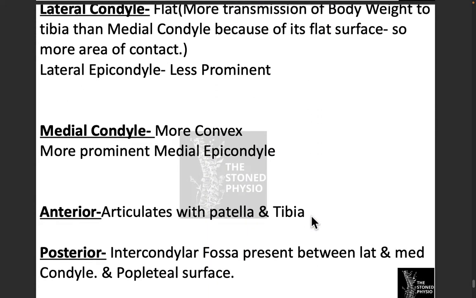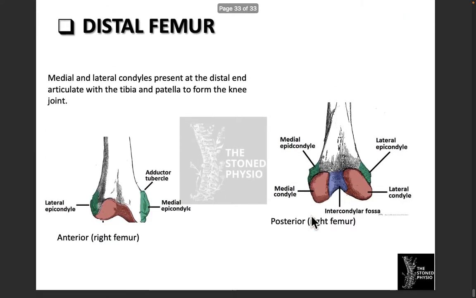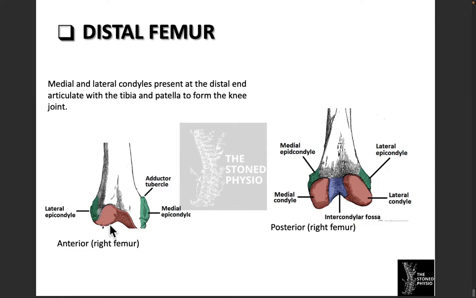Okay, and now let's talk about the distal part. In the distal part here we can see that we have got a lateral condyle and a medial condyle, as a whole. We can see here that the medial condyle is more convex, more prominent, more distal than the lateral condyle.